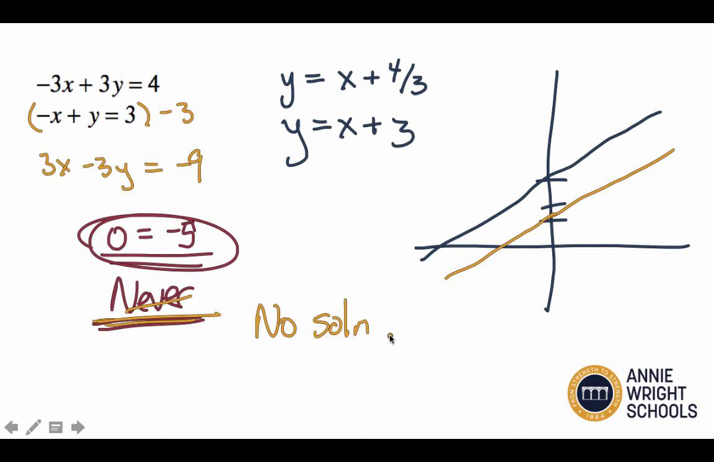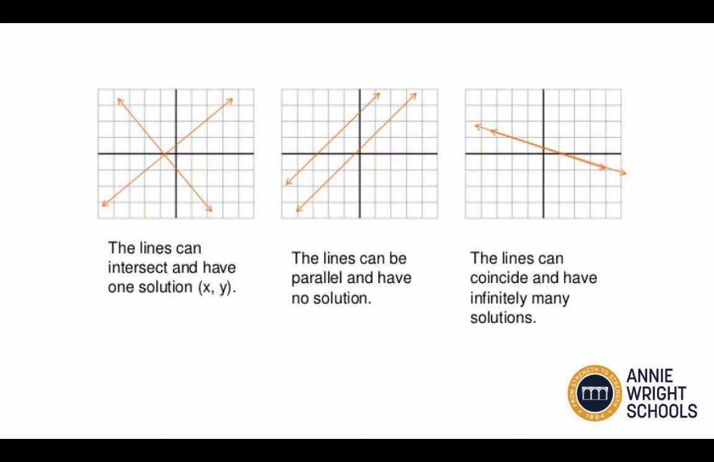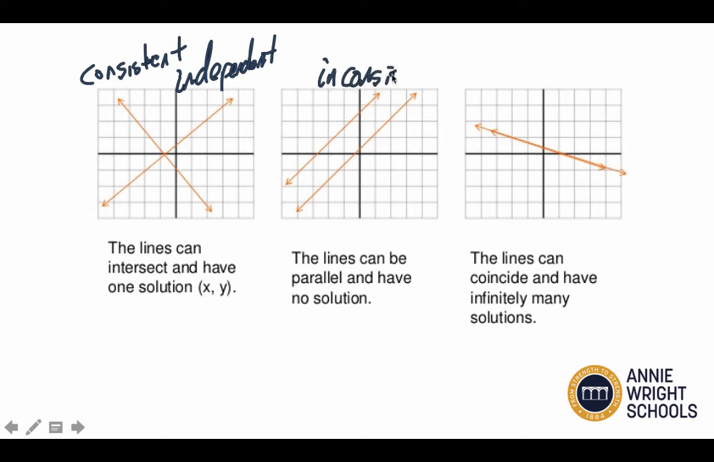So if we go back to that graphic at the very beginning of this discussion, not the beginning of the video, if we go back to this, the possible cases is that you get a solution. We call this consistent, and we say that the lines are independent. If there is no solution, we say this is inconsistent. And if they're the same line, we say that it's dependent.